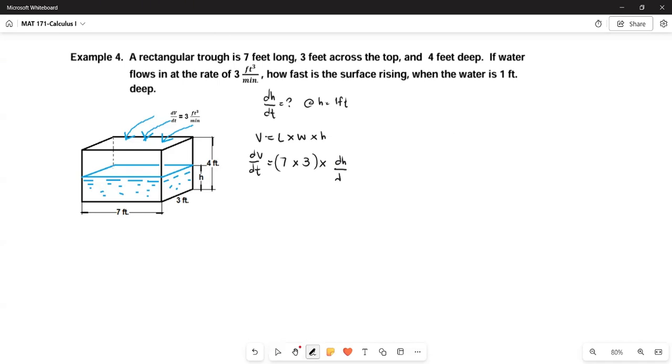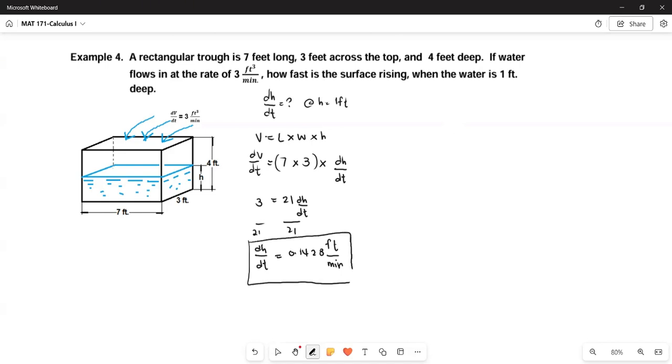So dh over dt. Ayan. So, binigyan tayo ng 3. Okay? And then, 21 dh over dt. Ayan. So, divide both sides by 21. We will have dh, or yung change in height with respect to time, is equal to 0.1428. Hindi siya cubic. So, feet lang siya dahil height nga lang yung ina-analyze natin per minute. Ayan. So, therefore, ito yung ating final answer.